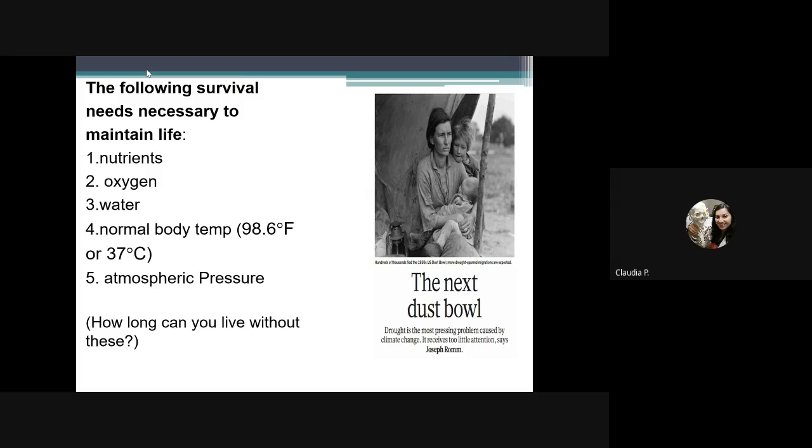Why do we need oxygen? To make energy. So the significance: oxygen is necessary to make energy.